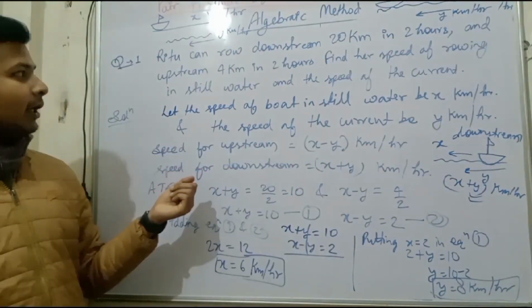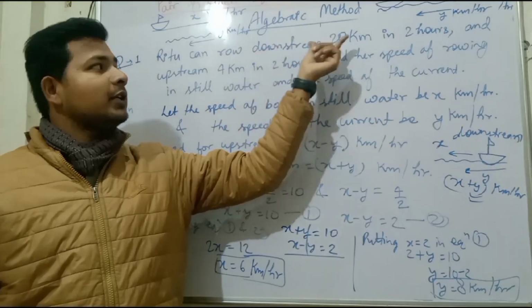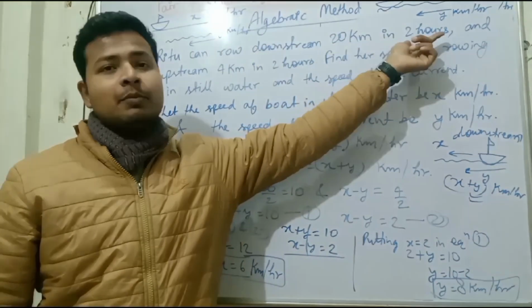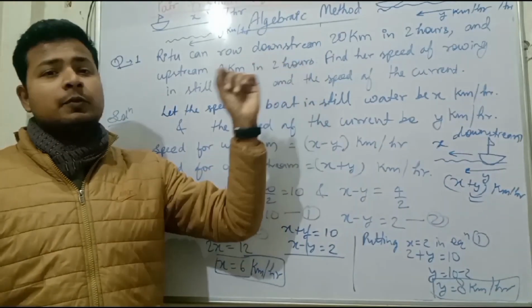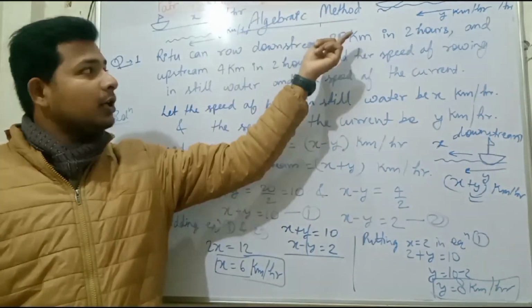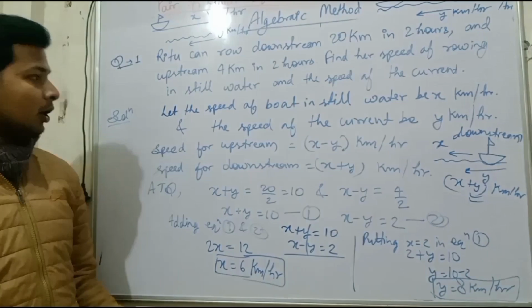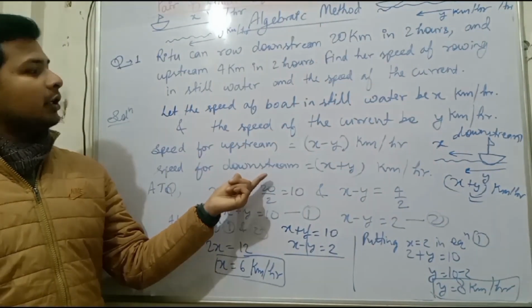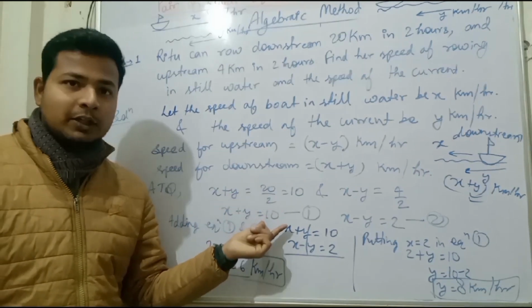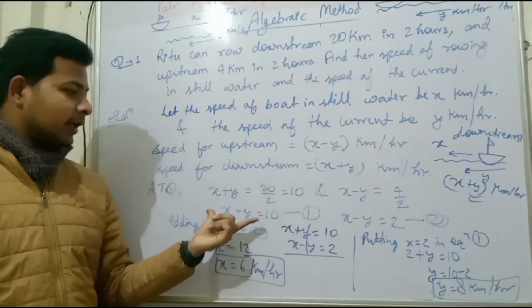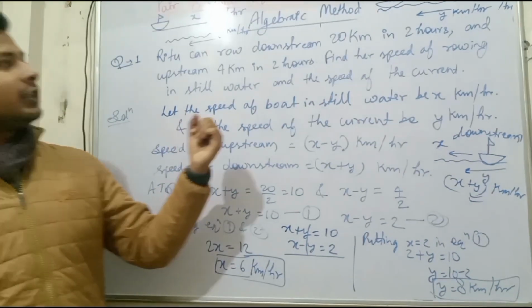Now, according to the question, in the case of downstream, the distance is 20 kilometer and the time taken is 2 hours. So we can easily find the speed. What is the formula of speed? Distance upon time, 20 km upon 2 hours. So for the downstream, that is x plus y, this will be equal to distance upon time, that is 20 by 2, that is 10. x plus y is 10.